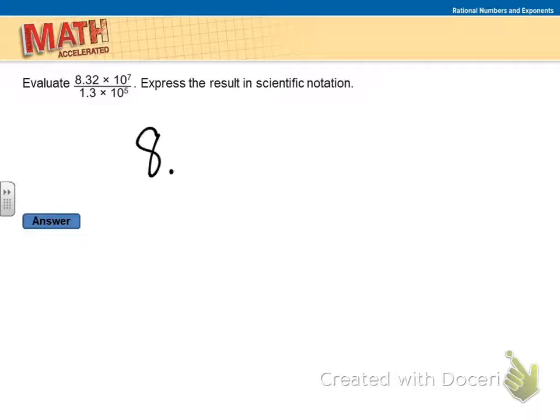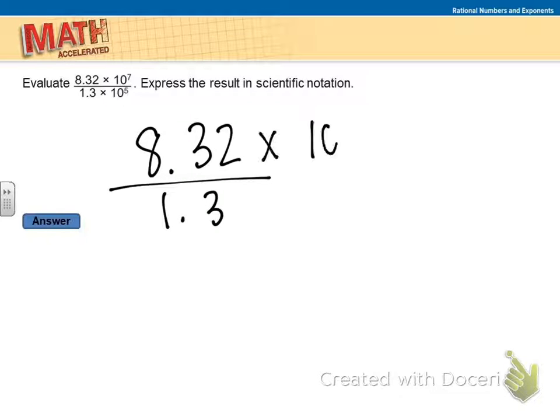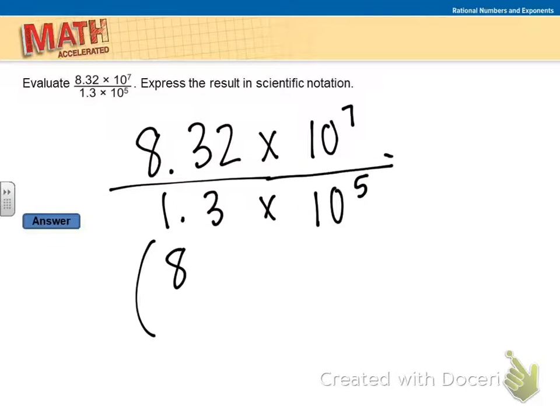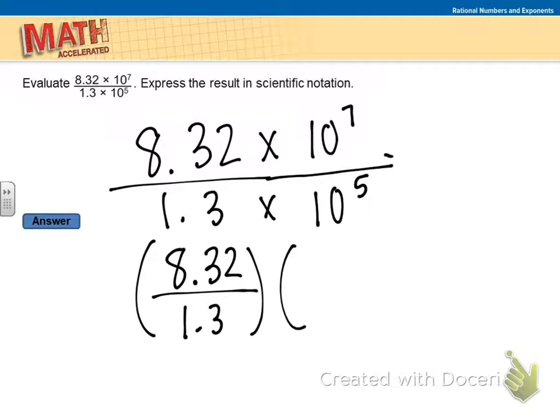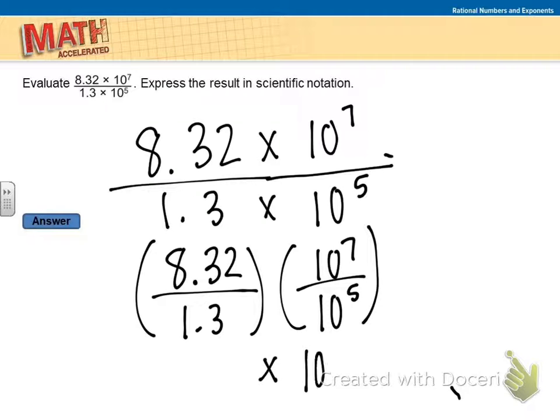All right, y'all are going to do this one on your own. So we got to group the factors together, and then we group our powers of 10, right? So we know it's going to be these two numbers divided times 10 to the what power? Because we do what to our exponents? We subtract our exponents, so we get 10 to the 2nd power.